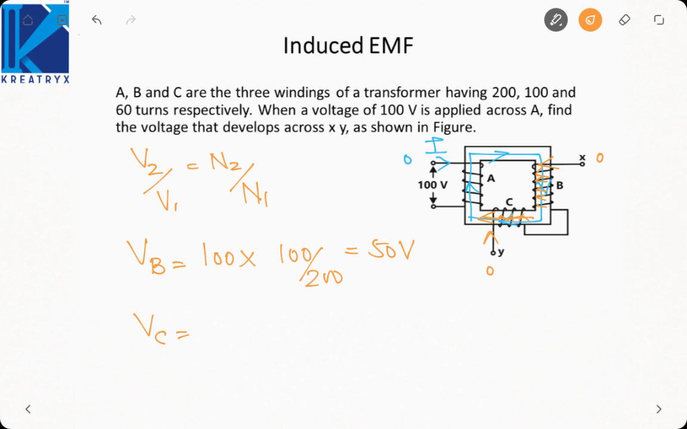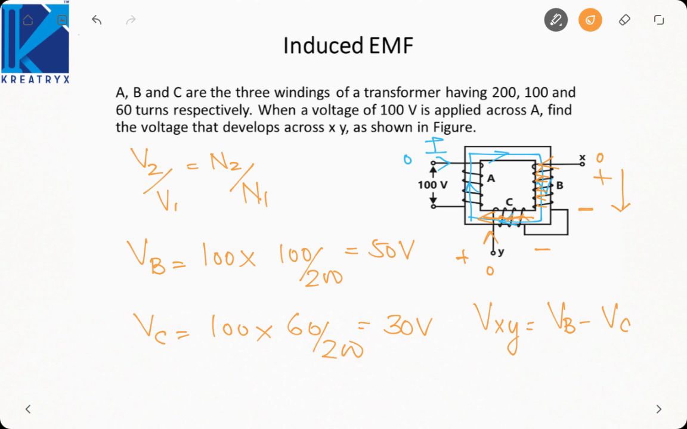Similarly, voltage across C is 100 into 60 by 200, that is 30 volt. Now what is meant by VB? VB means that the X terminal should be positive and this must be negative. Similarly, VC, Y is positive and this one is negative. Now if you want to find out VXY, it will be VB minus VC.